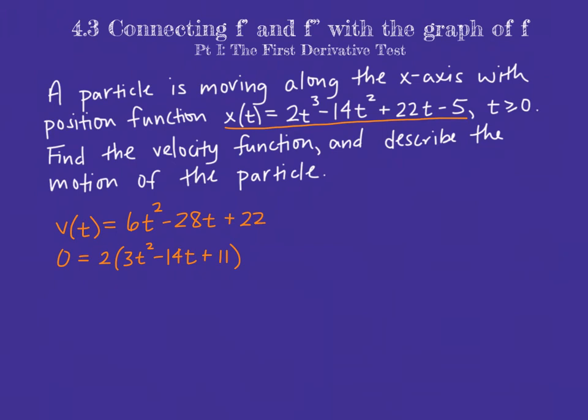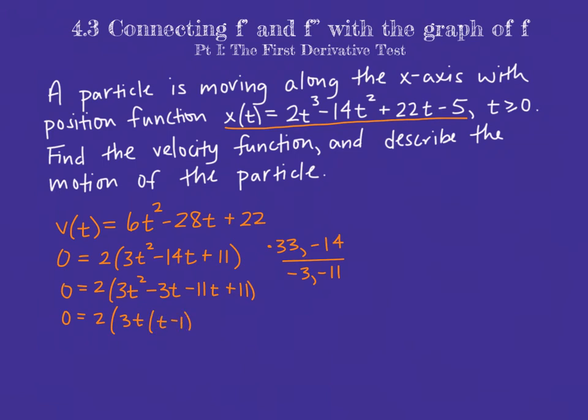Factoring this inside quadratic here, we want two numbers that are going to multiply to 3 times 11, or 33, that will add up to negative 14, our b value. Those numbers happen to be negative 3 and negative 11. So factoring this, we'll have 3t squared minus 3t minus 11t plus 11. And then we factor this by grouping. So we'll have 3t times t minus 1, and then minus 11 times t minus 1.